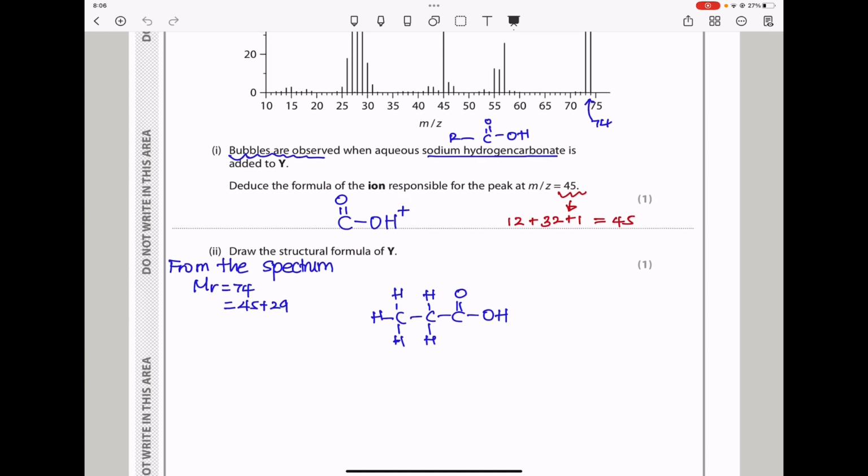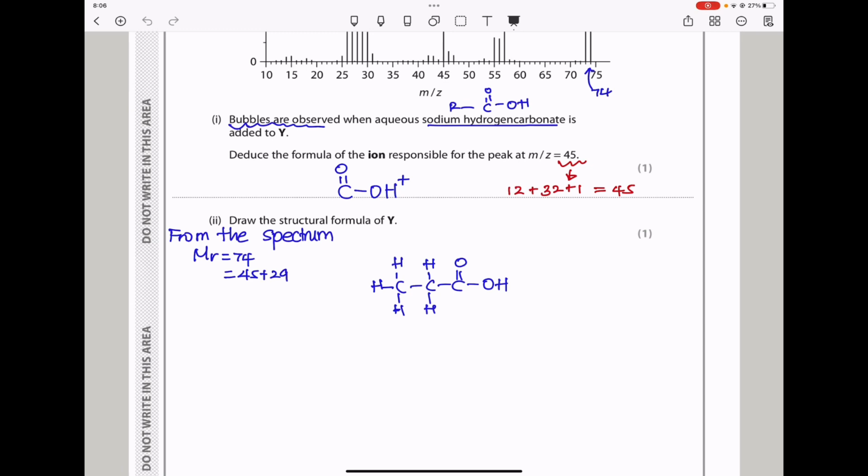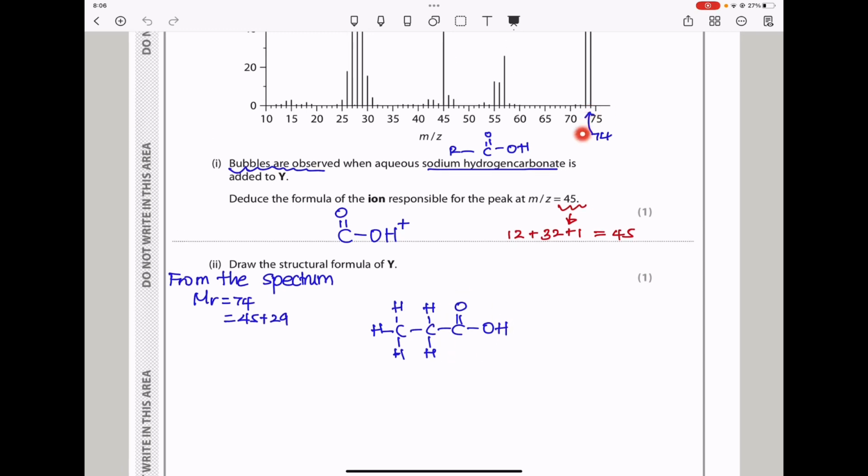And next they say draw the structural formula of Y. Because Y is a carboxylic acid, and when we look here, it has a mass to charge of 74 as the molecular mass. We can know if this is equal to 45, this is going to be 29 to create a 74 in total. So this was a CH3 and a CH2 and then the carboxylic group due to this ion here.